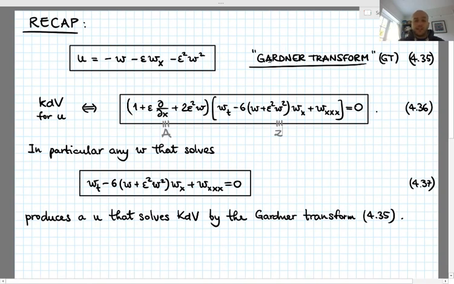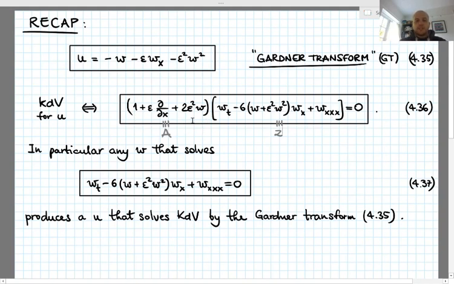The answer is yes, and the method that allows us to find these infinitely many conserved charges is the Gardner transform, which I introduced at the end of the last lecture. So what we saw is that the Gardner transform is equation 4.35. We start from a KdV field U, and we rewrite it in terms of a new field W of x and t and its spatial derivative, as in equation 4.35. And then one can show, and I left it as an exercise for you to do, that the KdV equation for the field U is equivalent to the partial differential equation 4.36.